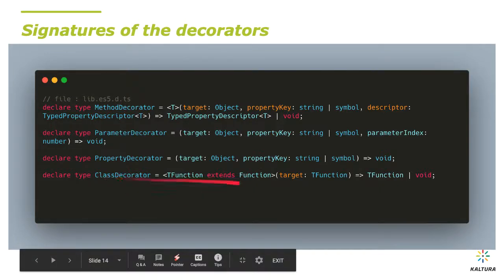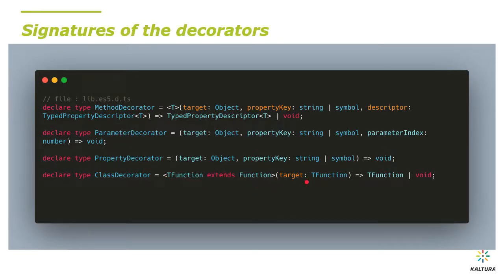Class decorator accepts actually the function, it accepts the constructor, okay, the constructor function. And parameter decorator accepts the target, the class of our method, the property key of our method, and the parameter index. The index of the parameter is stated in the method signature. Okay, we'll see it later.